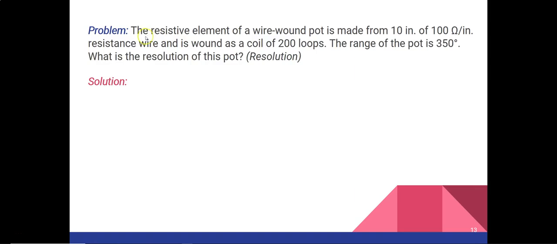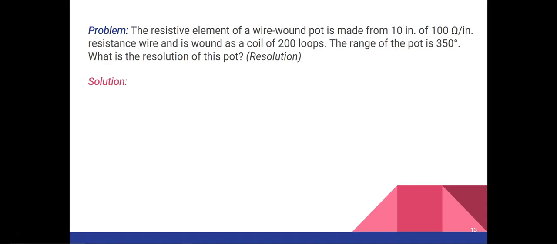This problem states that the resistive element of a wire wound pot is made from 10 inches of 100 ohm per inch resistance wire and is wound as a coil of 200 loops. The range of the pot is 350 degrees. What is the resolution of this pot? By the formula, resolution equals delta R by R total. So we first need to find the total resistance, then the resistance per loop, and then finally we can calculate the resolution.